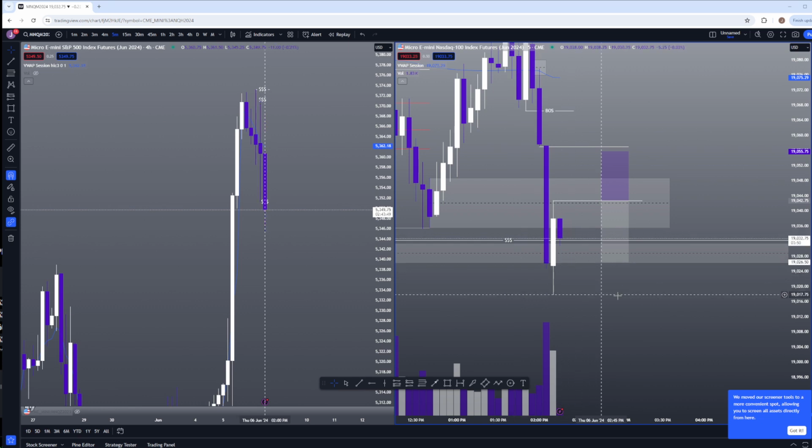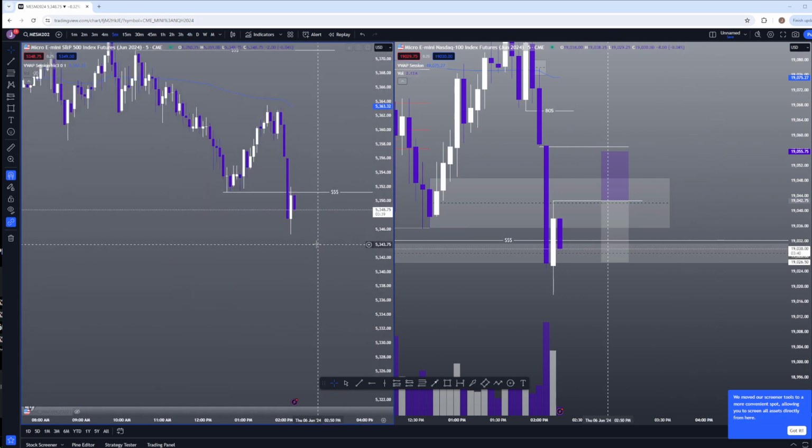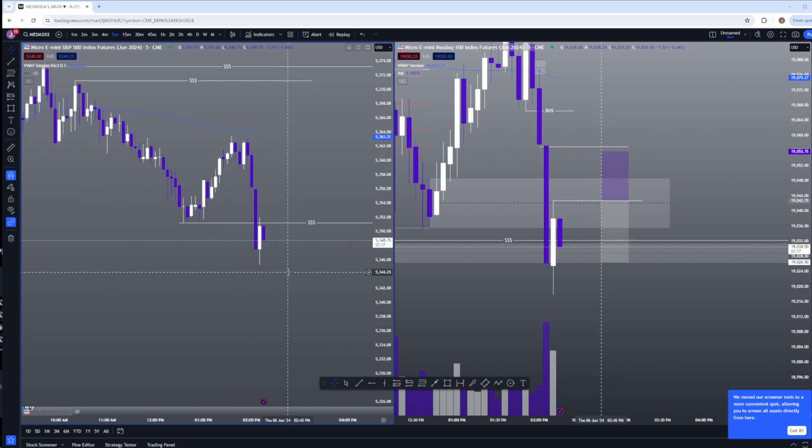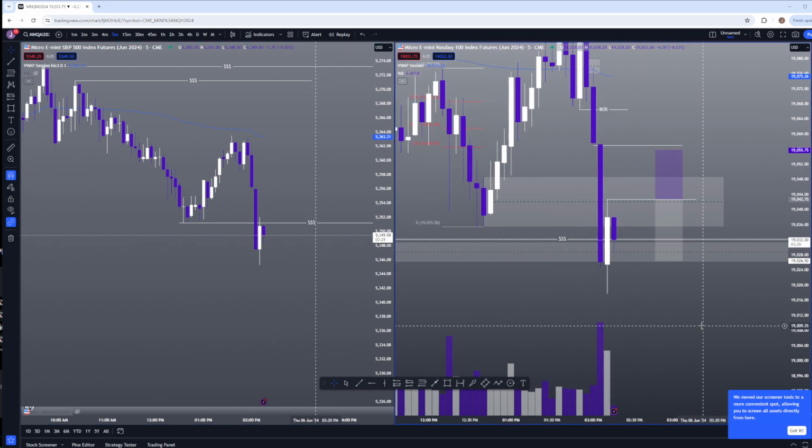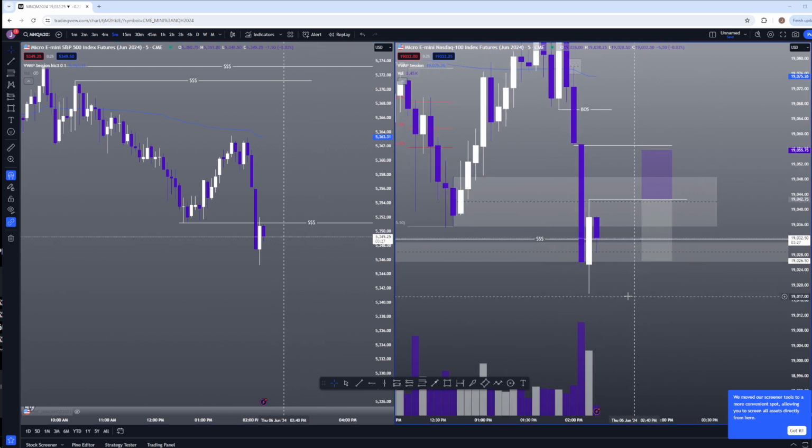ES is good. ES is really good if you want to take less risk. It's less volatile, moves a lot slower. So ES is a good one. And it's directly correlated with NQ. So that's a good one to go to if you want to take a little bit less risk, have a little bit less volatility.